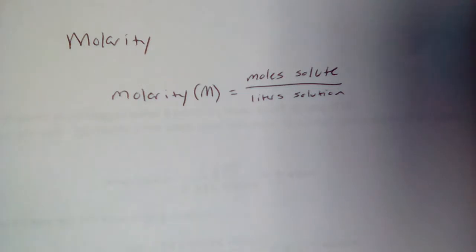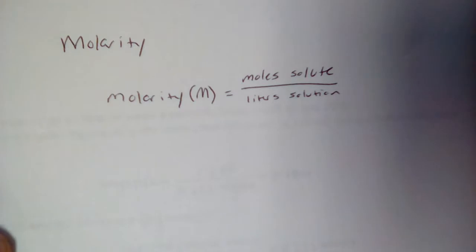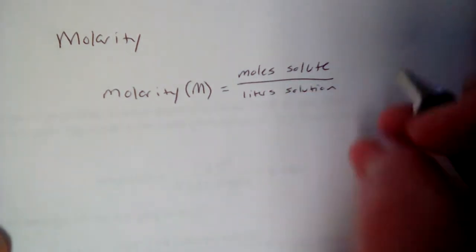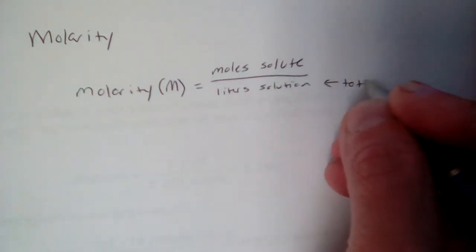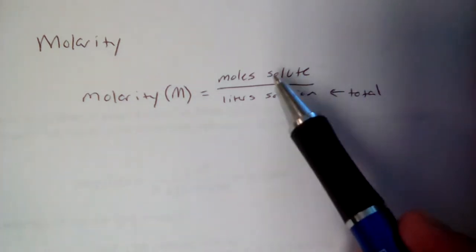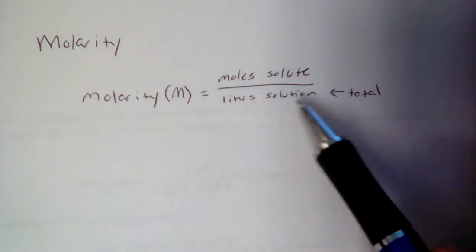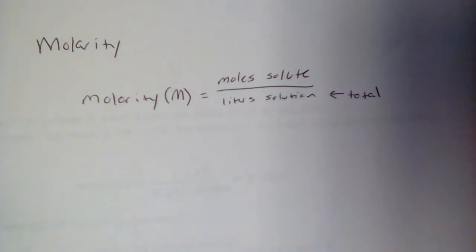Make sure you know capital M for molarity. And it's moles of solute on top. Solute is what is dissolved in the solution, and it's liters of solution on the bottom. This is a total. There's nothing in here about the solvent, and that's important because in the next equation there will be. You've got to read these things carefully and make sure you know what you're dealing with. So it's the moles of the solute, the substance that is dissolved, divided by the liters of solution, or the total amount of mixture that you have.